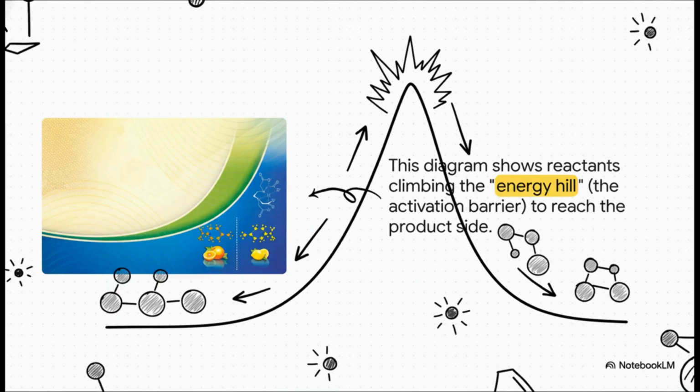On the left, we have our reactants, just chilling at their starting energy level. For the reaction to happen, they have to absorb energy and climb all the way to the top of that peak. That peak is the activation energy barrier. Once they make it over, they can slide down the other side and become the products.